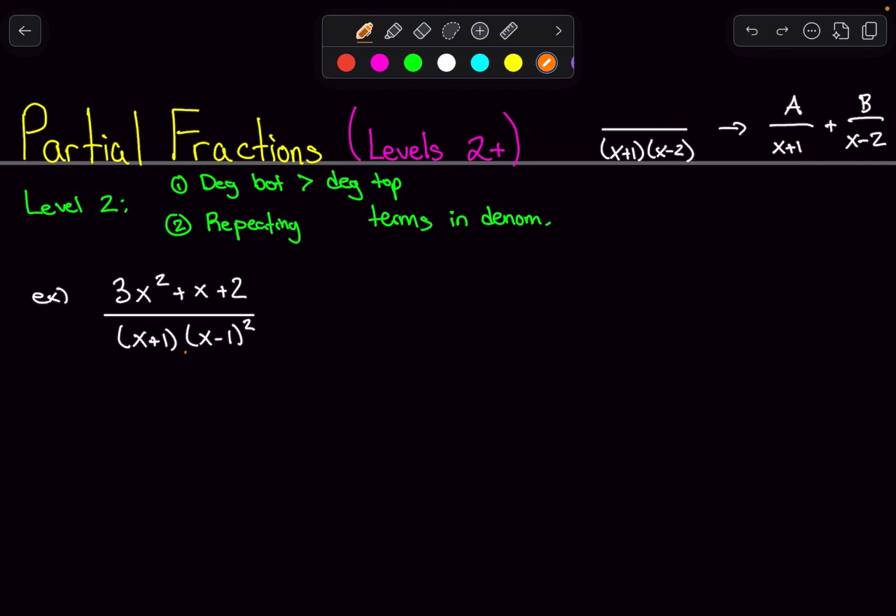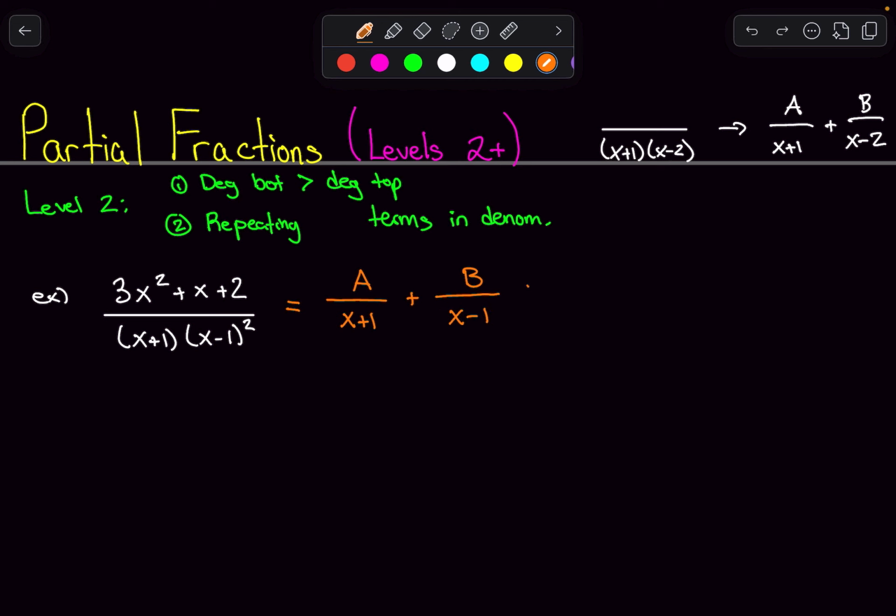And now you're going to notice that we have some repeating linear terms. Specifically, we have x minus 1 being multiplied by itself 2 times. If we were doing partial fraction decomposition before, we might have said this is a over x plus 1 as our first term, and maybe we would have thrown in a b over x minus 1 for the second term. But the question is, what do I do about the fact that there's something squared here? Do I put something squared like so?